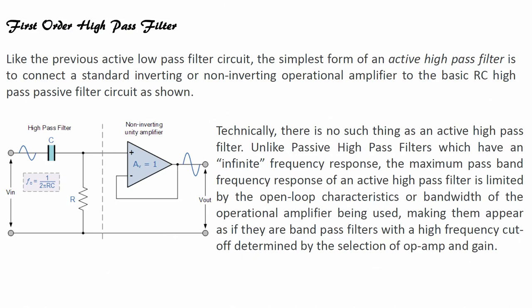So, if I want to design a first order high pass filter with an operational amplifier, and the operational amplifier is a unity gain amplifier, then here I can design a high pass active filter with a non-inverting unity gain amplifier. Non-inverting because the signal is applied to the non-inverting terminal, and unity gain amplifier, we know the circuit. So, this is how we can create a high pass active filter.